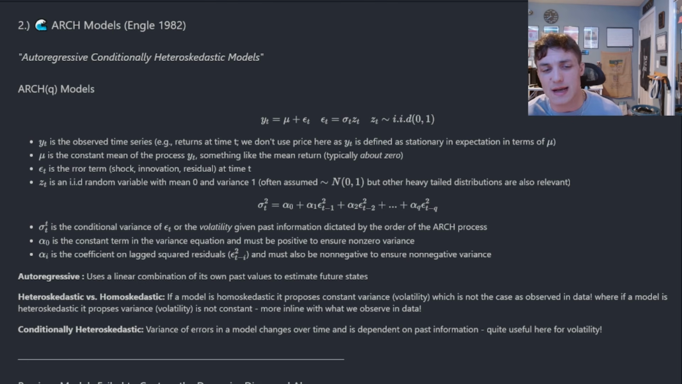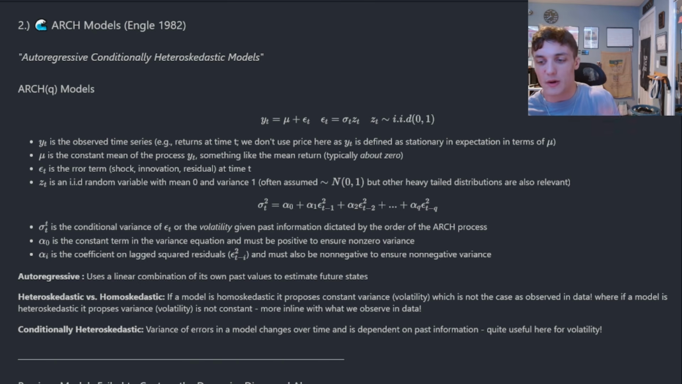What about heteroskedastic versus homoskedastic? Well, this is particularly important because this is dealing with variance or volatility, standard deviation. If a model is homoskedastic, it proposes a constant variance. We never see this in finance, right? We don't have this wonderful simplifying assumption. If we assume constant variance, then we are making an assumption that we know is incorrect, and we've already observed this in the data in an implied volatility sense and in a realized volatility sense.